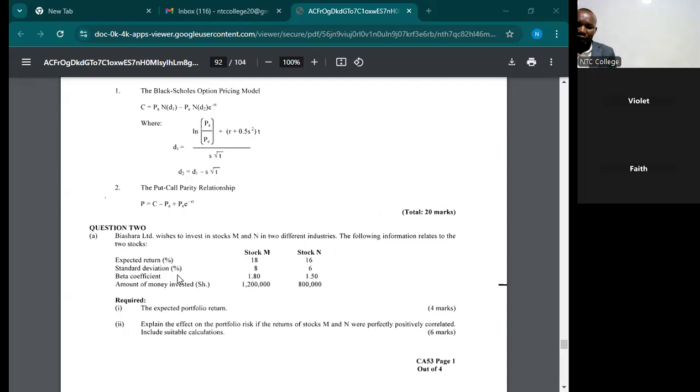You should think about weight, because they are giving you the weight indirectly. So automatically you can know that these guys have given you the weight. Then they are asking you the expected portfolio return. Can somebody tell me where we can start from?